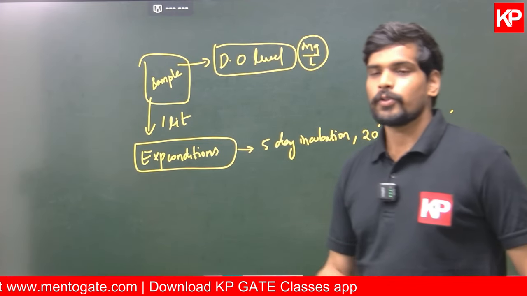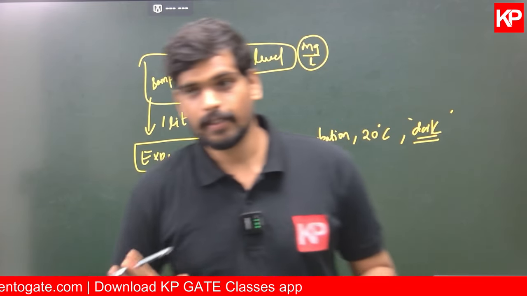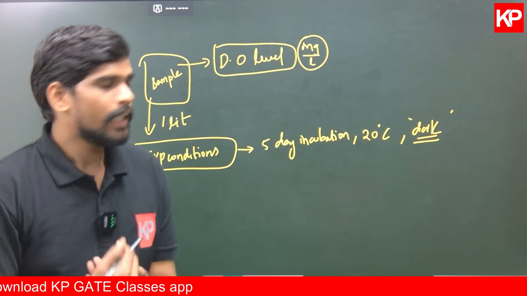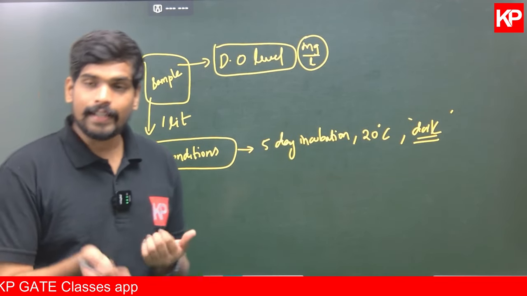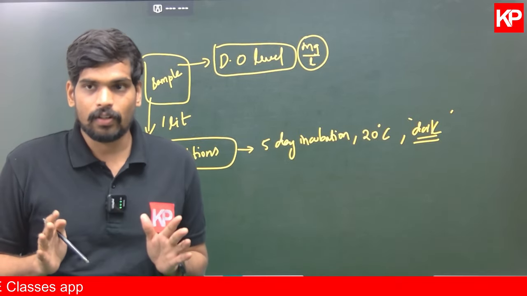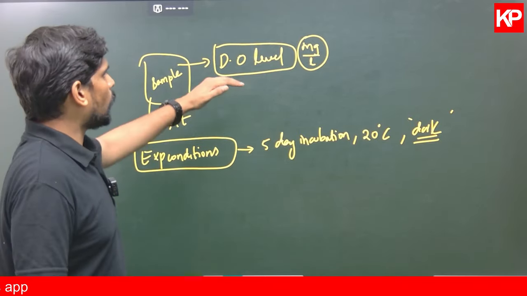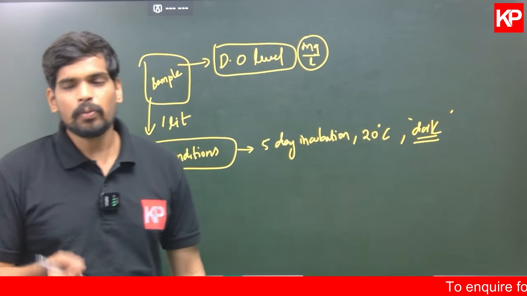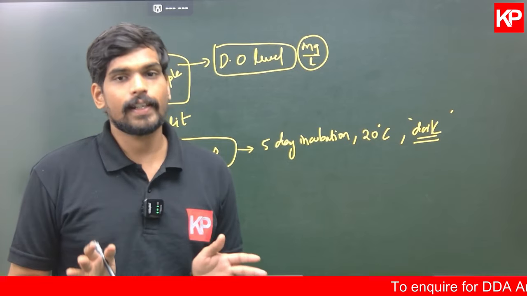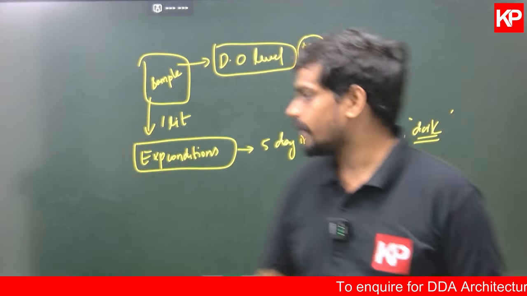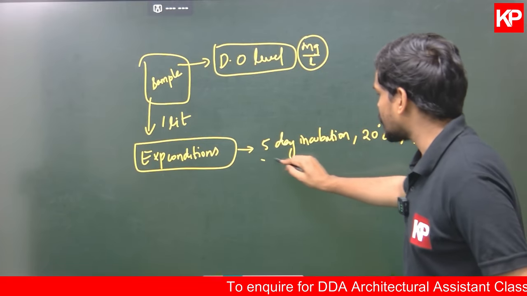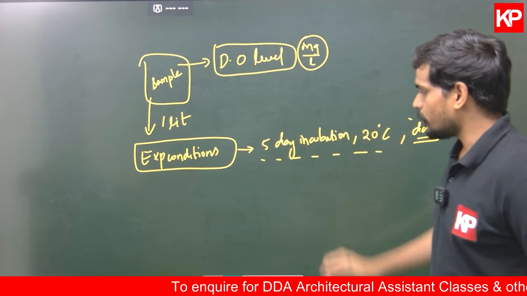Dark space because you don't want any sort of photosynthesis to occur in it. If there is any chlorophyll or algae present, or any matter which can release oxygen and increase the DO level, you don't want to interfere with or increase the dissolved oxygen level. You want the initial dissolved oxygen level to stay stable. So it is placed in a dark room to ensure that no more photosynthesis can occur in that sample. Generally, in a dark room, over a 5 day incubation period at 20 degrees centigrade, these are the standard conditions at which BOD is measured.